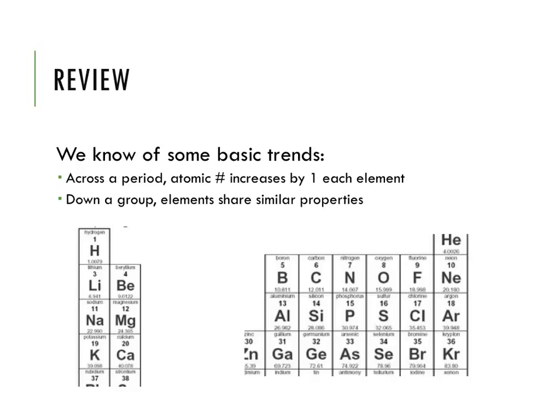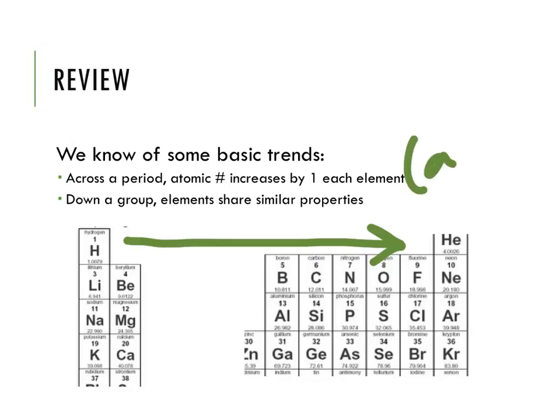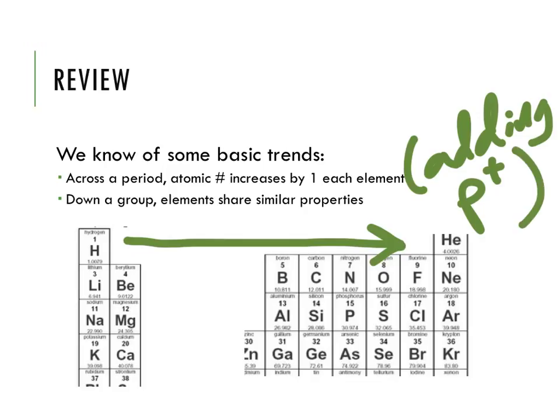Alright, so there's two trends we've already gone over. The first one is we go across a period, so looking left to right, the atomic number increases by 1 for each element because we are adding a proton to the nucleus as we go left to right across the periodic table. The other trend is as we go down a group, so from top to bottom on the periodic table, in that trend all the elements have similar properties that are in the same group.